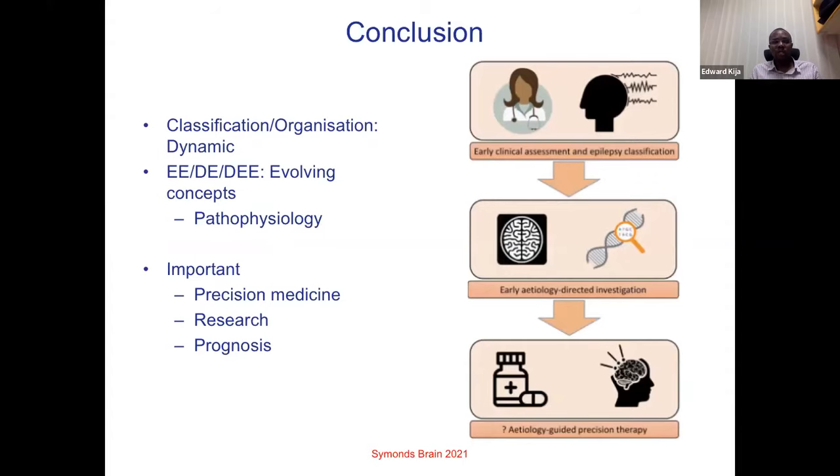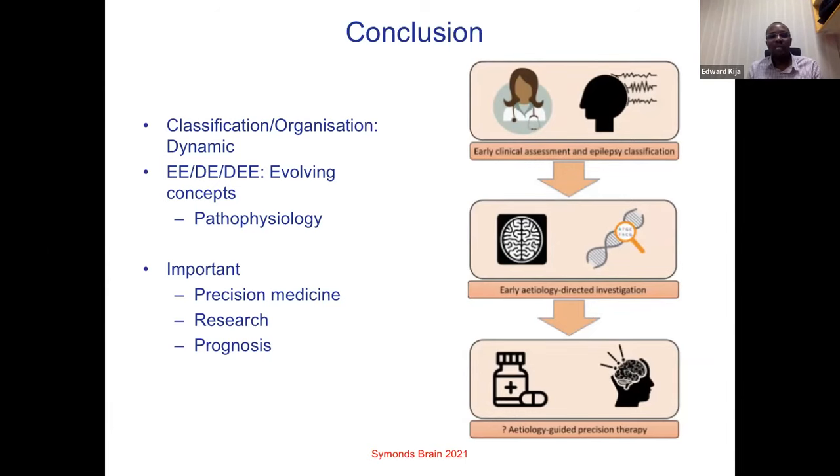So in conclusion, developmental and epileptic encephalopathy is an evolving concept with evolving pathophysiology. The classification and organization of this condition is quite dynamic, and possibly it will keep on changing as further understanding regarding the molecular genetics and metabolic testing improves with advancement in technology. It's important for determining precision medicine, research, as well as prognosis.